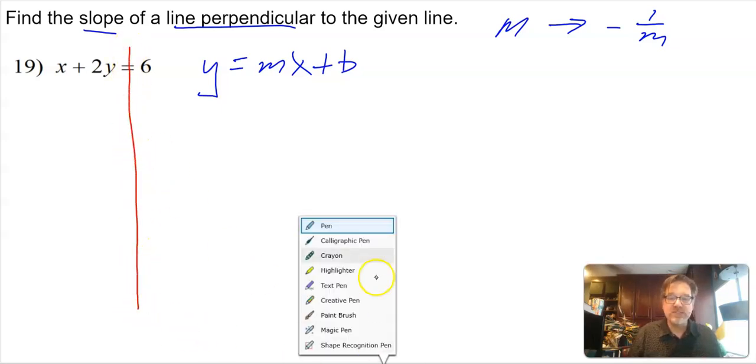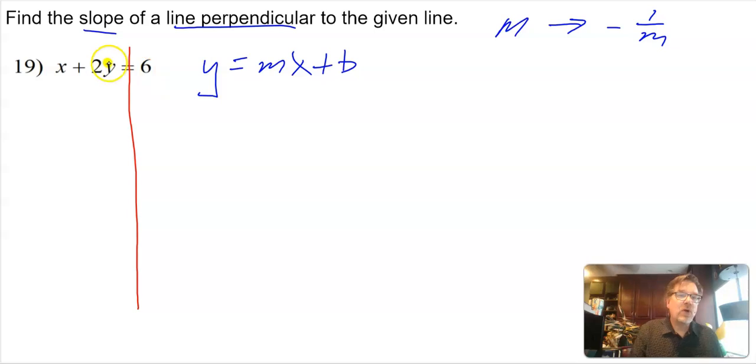Get y by itself. Here's my y. Everything that's not y, I am going to get rid of. Get rid of the x first. So I'm going to subtract x on left and right side. X minus x, 0. Nothing happened with this positive 2y, so I'm going to bring it down.